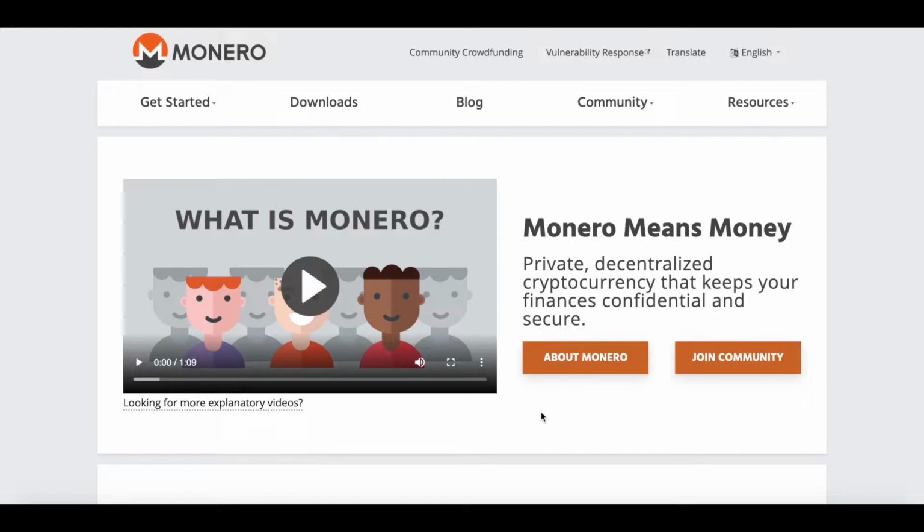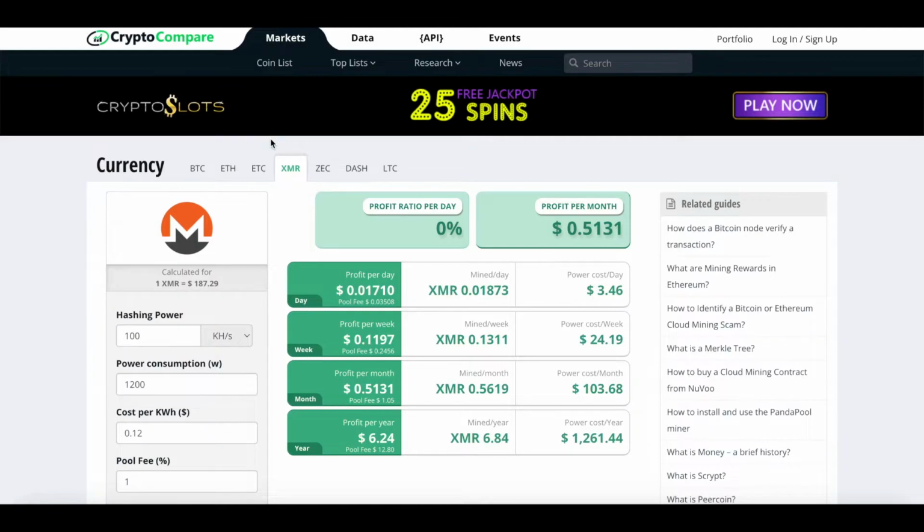Because Monero, once again, is the most efficient coin that you can mine on your CPU. And if you have a high-end CPU, I think it's a great way to make some good income on the side of whatever else you may be doing. The profitability of Monero mining really just depends on your CPU.